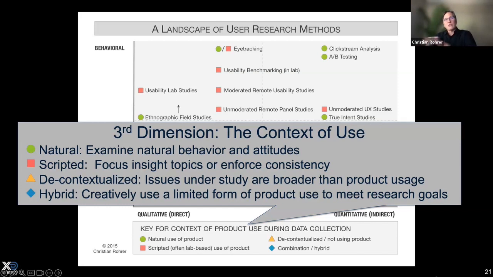Natural just means we're trying not to interfere too much and allow people to do what they would normally do without us being in the way. Scripted is where we are in the way because we need them to do or see certain things, because we need to focus on a certain area or enforce consistency. Decontextualized happens in some attitudinal methods where it isn't practical to really use a product. Usually the thing you're studying is not the specific product use, but something more higher level or abstract, and it's not practical to use it. And then a hybrid method uses a limited form of the product in order to really get at an aspect of the experience. I'll give you an example here in a second.